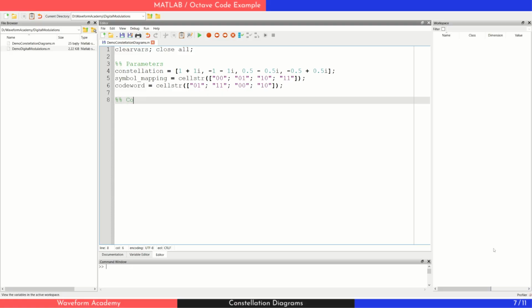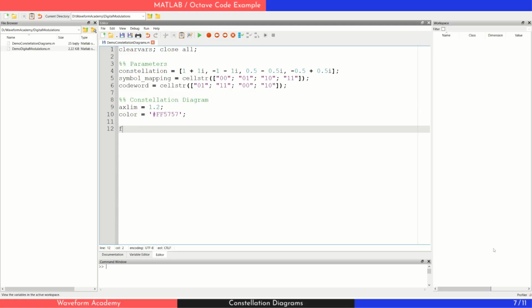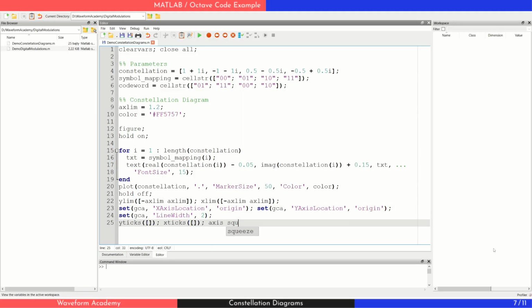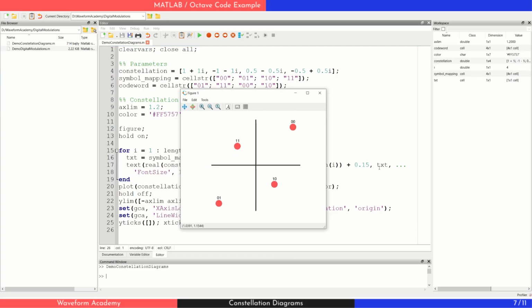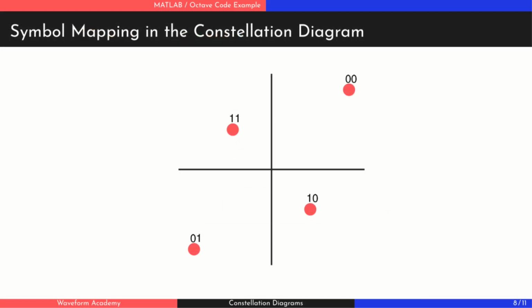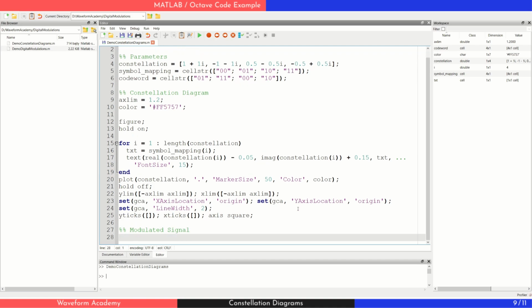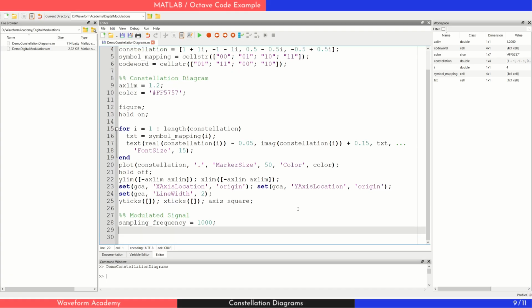Finally, we visualize the result with a constellation diagram. As you can see, the plot reveals 4 distinct points on the complex plane, each serving as a unique digital signature for its assigned bit combination. Now let's dive into the signal modulation process. First, we establish a sampling frequency of 1000 Hz and generate a 4-second time vector, allocating exactly 1 second for each transmitted symbol.